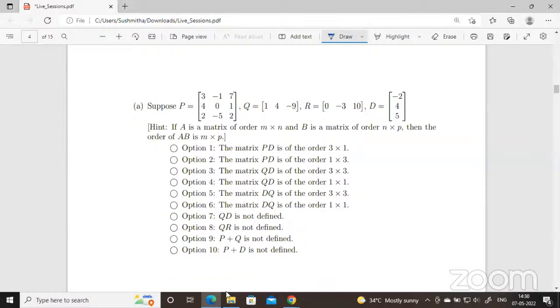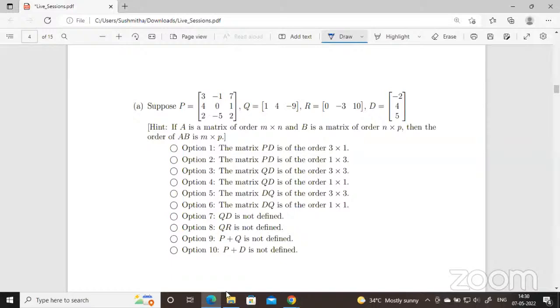This question is just based on whether addition, multiplication and all that is possible. Can you add P and Q? No, ma'am. In fact, I cannot add P with any of the others. And D also cannot be added with any of the others. But Q and R can be added because they are of the same dimension.